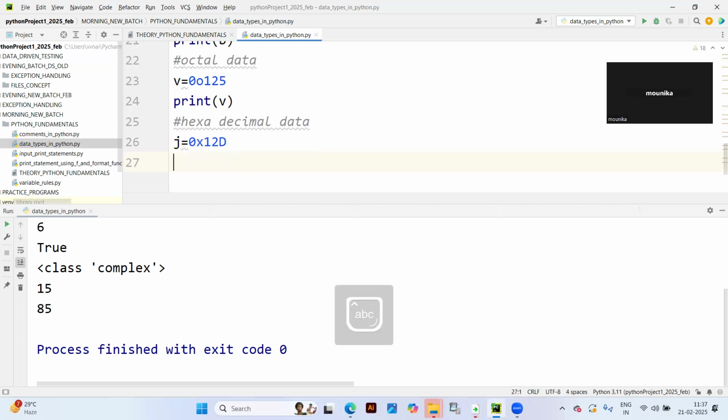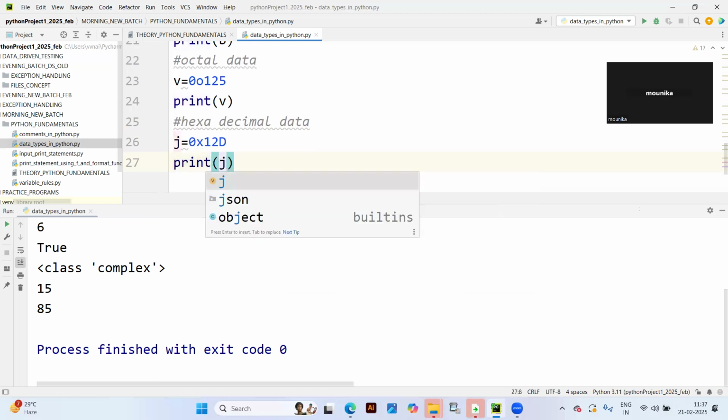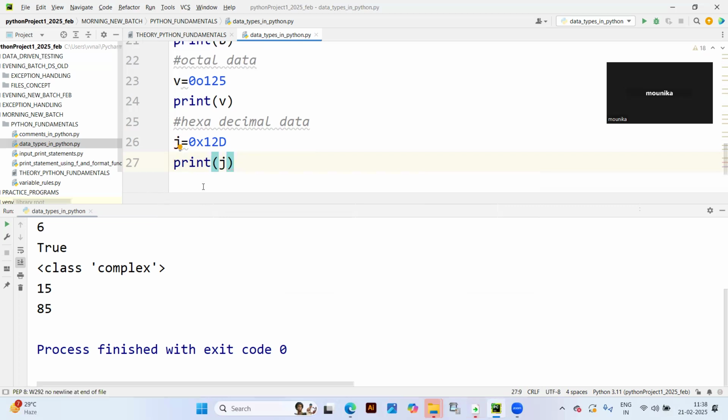Are you clear? So let's now, I wanted to print the J value. 12D is a hexadecimal value. What is the equivalent decimal value? 301 is going to become it. 0x12D is electronic understanding data, but human understanding data is 301. Are you clear?